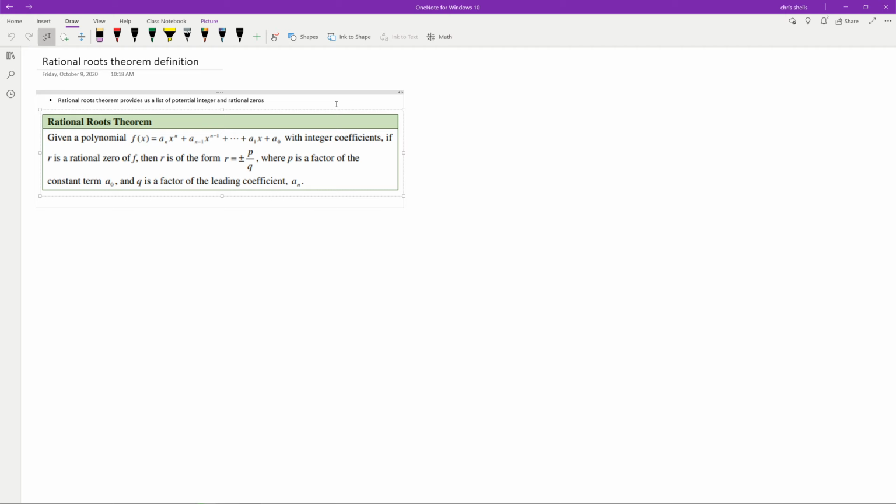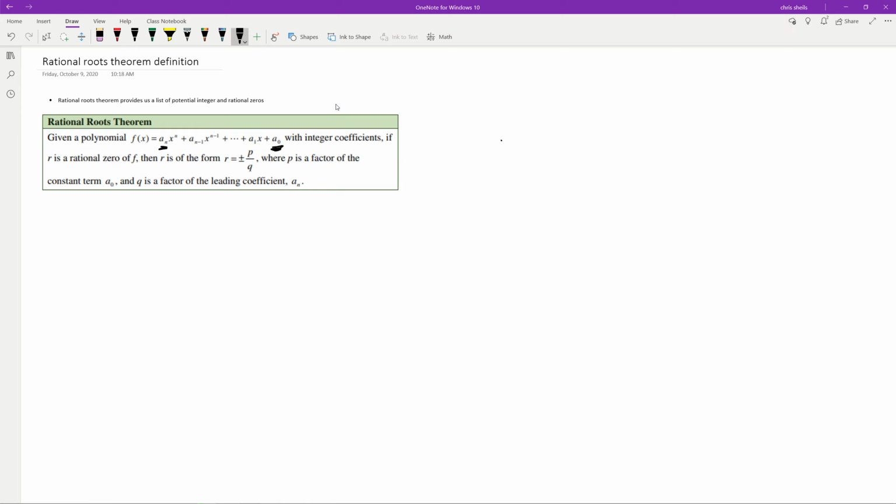So the rational roots theorem tells us if we're given a polynomial with integer coefficients, then if r is a rational zero of f, then r is of the form r equals plus or minus p divided by q, where p is a factor of the constant term, the thing that we're adding or subtracting at the end, and q is a factor of the leading coefficient.